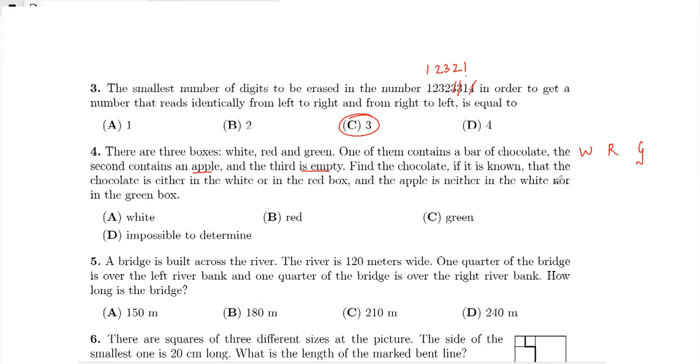So they're saying the apple is neither in the white, so apple is not here, or in the green box. So apple is not in both these boxes, so that means apple is in the red box. And then they're saying the chocolate is either in the white or in the red box. So we've already established that in the red box you have the apple. So the chocolate has to be in the white box. So my answer will be option A, which is white.